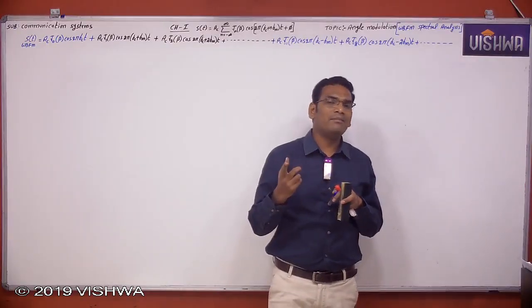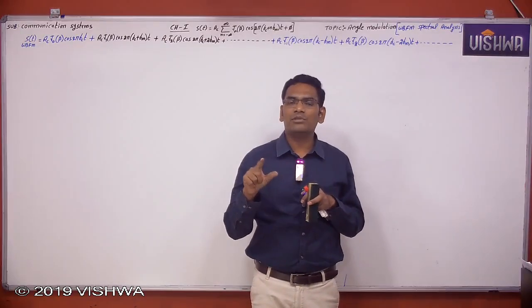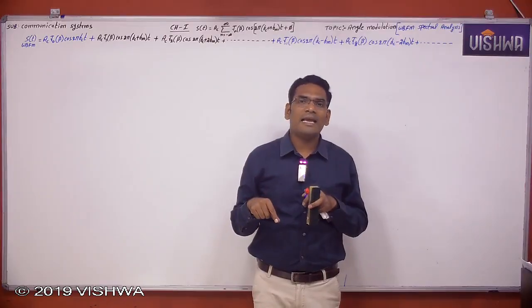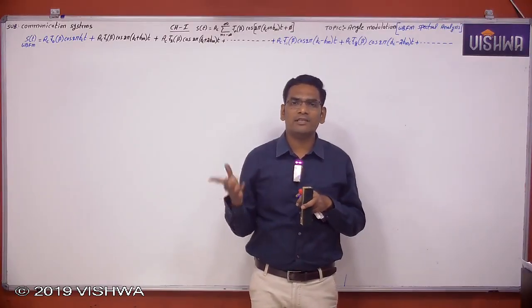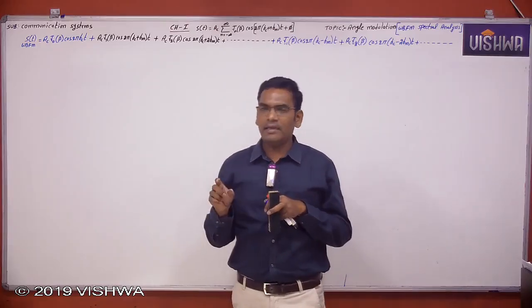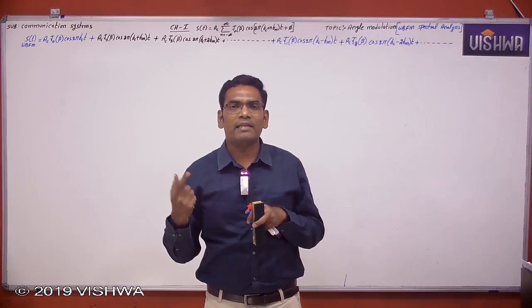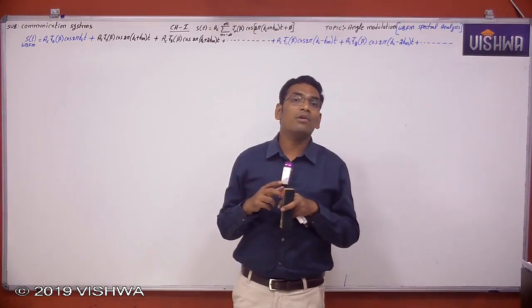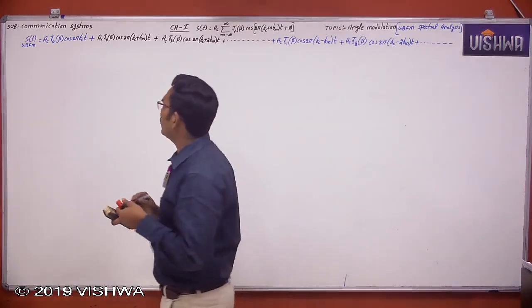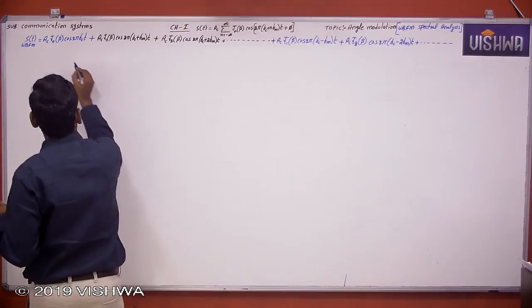But in AM, before modulation the carrier amplitude is Ac, after modulation the carrier amplitude is continuously changing. That's why the power changes. But here, before modulation Ac and after modulation also Ac, so definitely the power is the same as that of the unmodulated carrier power. But if you have any doubt, we will check. So what is the total power?